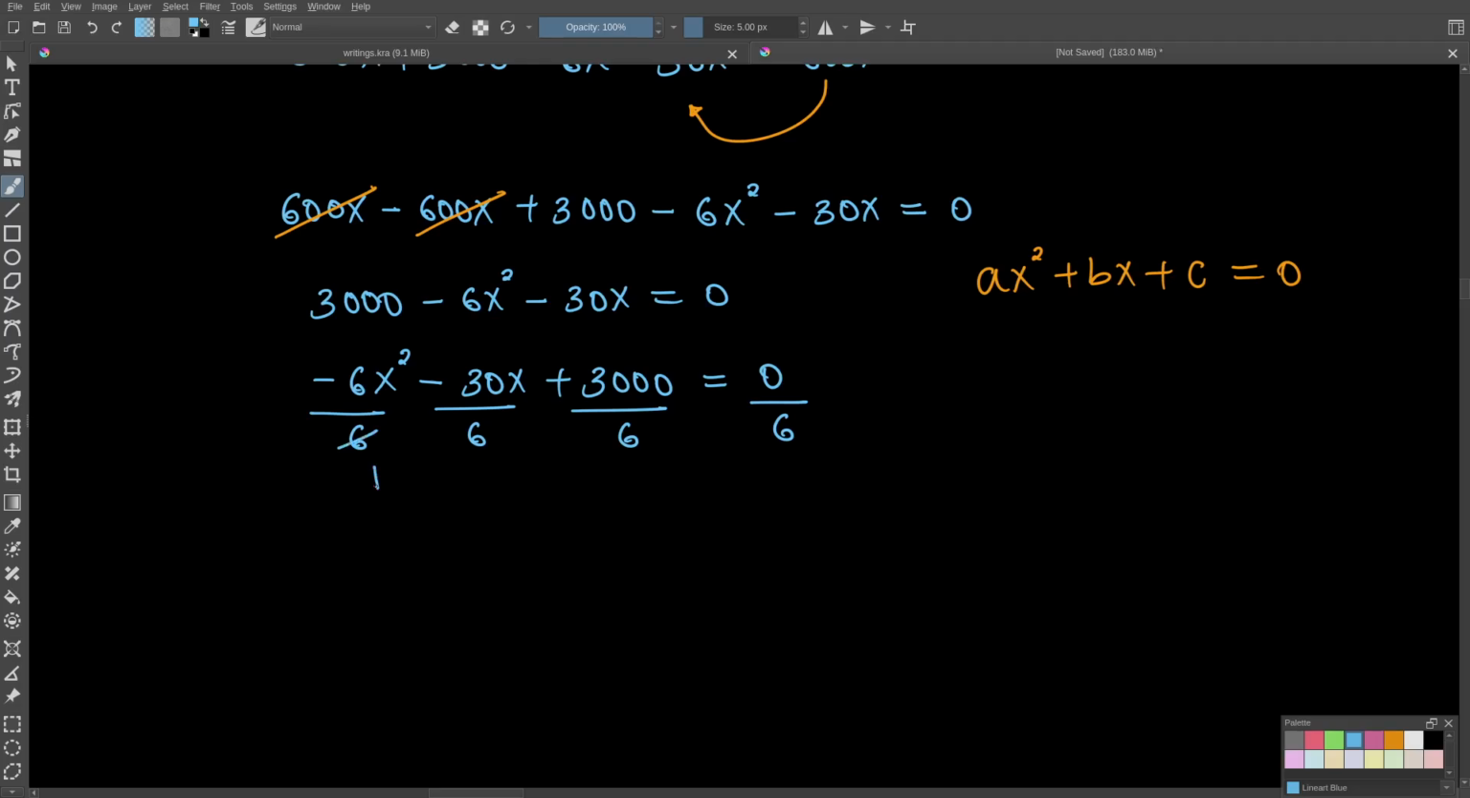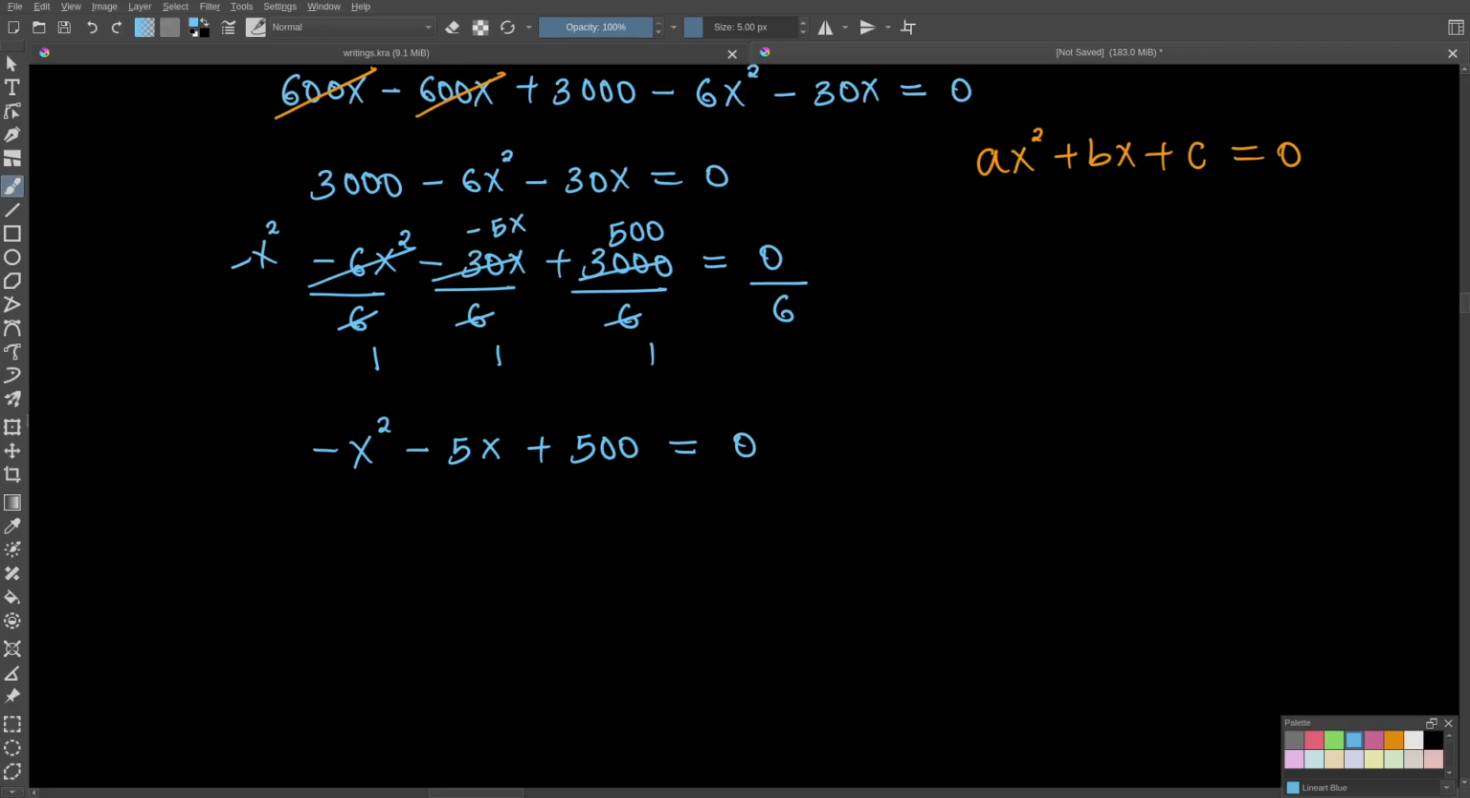So by 6, this is 1. By 6 here, we are going to be left with negative x squared. So the first term is negative x squared. By 6, this is 1. By 6 here, we'll be left with negative 5x. So minus 5x. And then by 6, this is 1. By 6, this is going to give us 500. So plus 500, and all this is equal to 0, since 0 divided by 6 is 0.